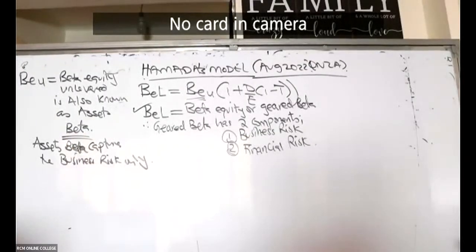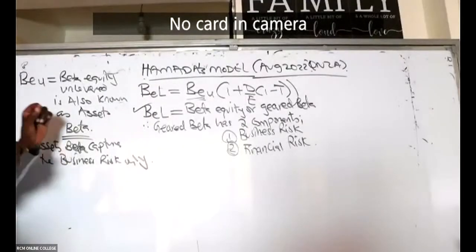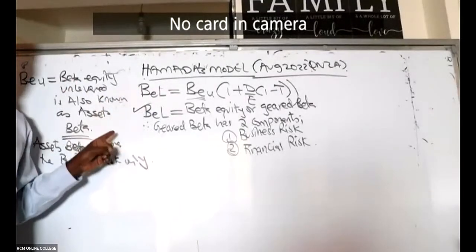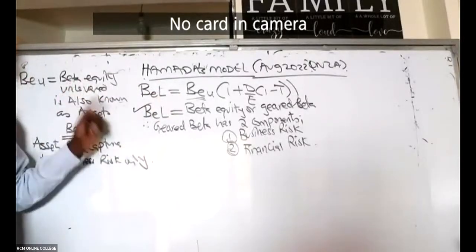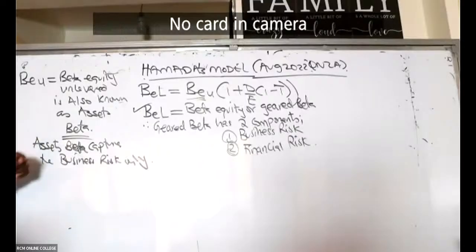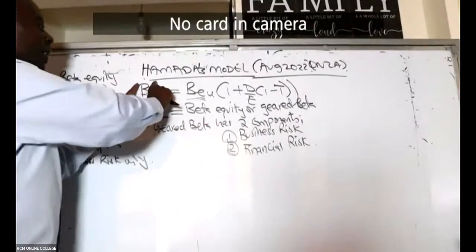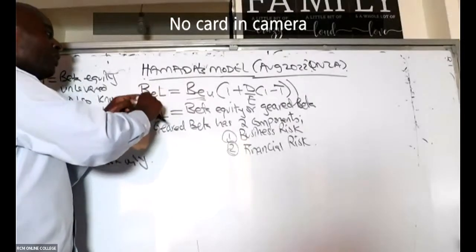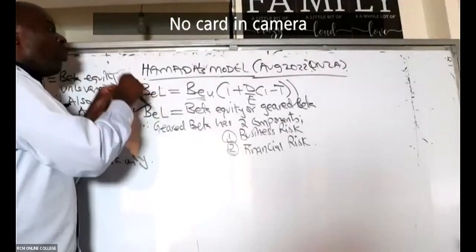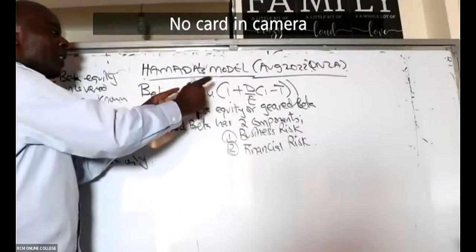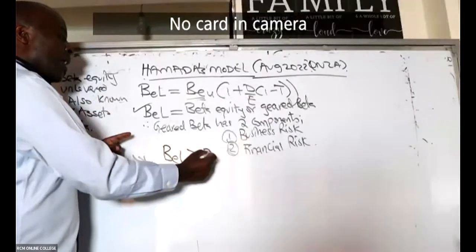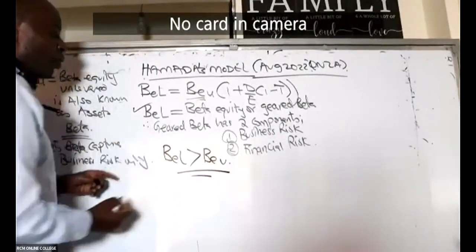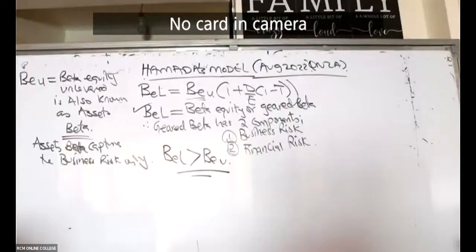And ourselves, in this case here, we need to know how to convert from one beta to the other. And in this case, the connection between the two is basically a model that we call Hamada's model. Ladies and gentlemen, please listen. Because beta equity levered has got two components, it must always be bigger than beta equity unlevered. So beta equity levered must always be more than beta equity unlevered. Always.